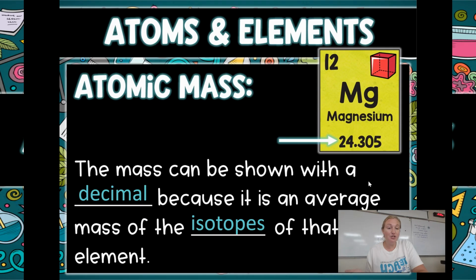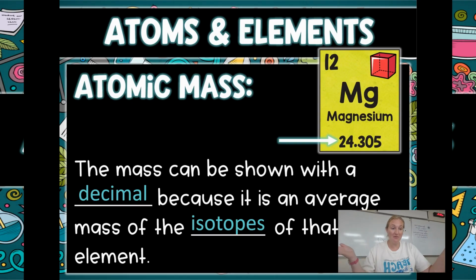So to calculate the neutrons in magnesium, we'd have that 24. Remember, we're always going to round to the nearest whole number. We don't have a decimal of a neutron. So 24 is the total number of protons and neutrons. If we take away the number of protons, which is 12, we're left with neutrons. So 24 minus 12 is 12 neutrons. The number of neutrons is not always going to match up. Sometimes it will, sometimes it won't.